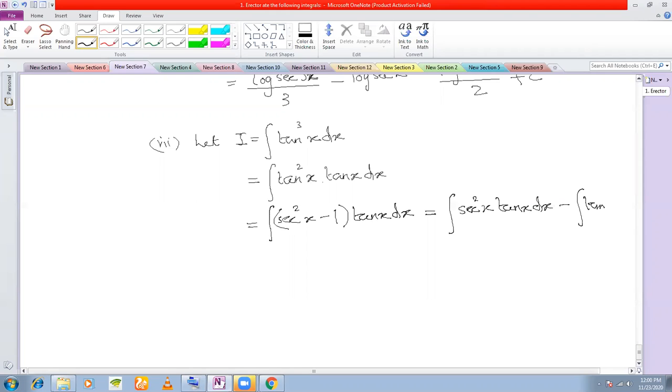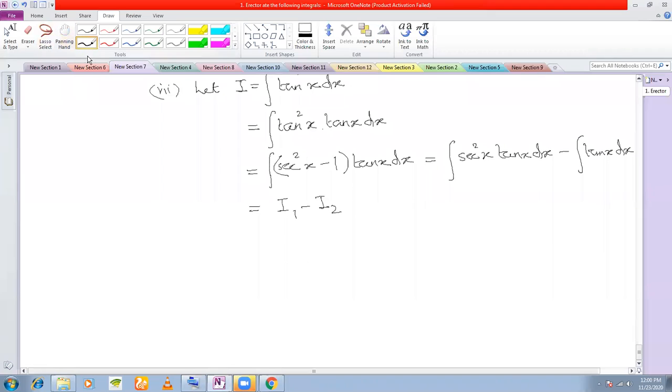I can write it this way. I have multiplied and separated the two integrals, right? Now you call this I1 and you call this I2. We'll integrate the two separately and then we'll calculate I. So what is I1? I1 is integral sec square x tan x dx.